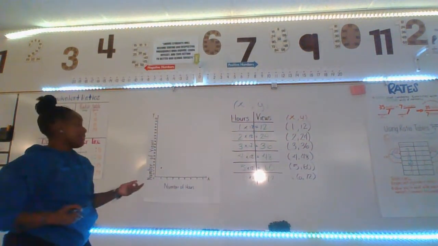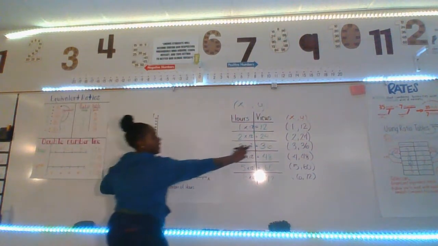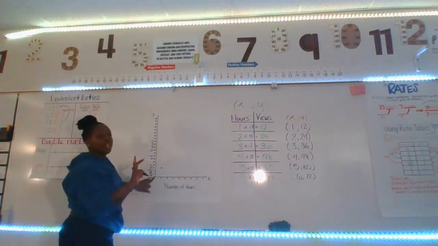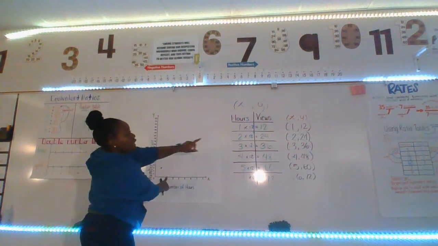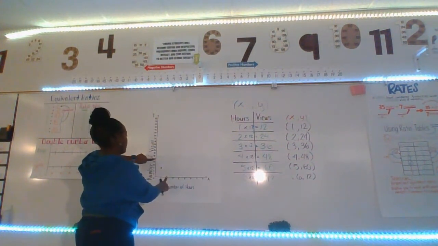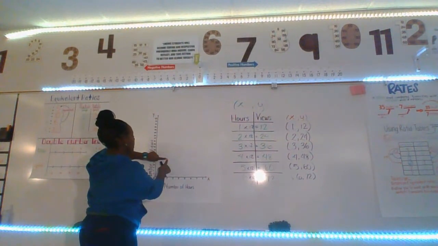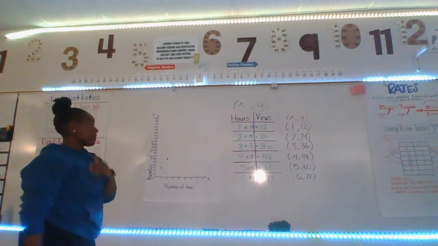Then I'm going to do the same thing. I'm going to go back to 0. I'm going to go to the x value, which is 2 in this case. I'm going to find the number 2. Then I'm going to go to the y value, which is 24. So 4, 8, 12, 16, 20, 24. I'm going to trace until those 2 points meet. Then we're going to do the same thing with the rest of our numbers.